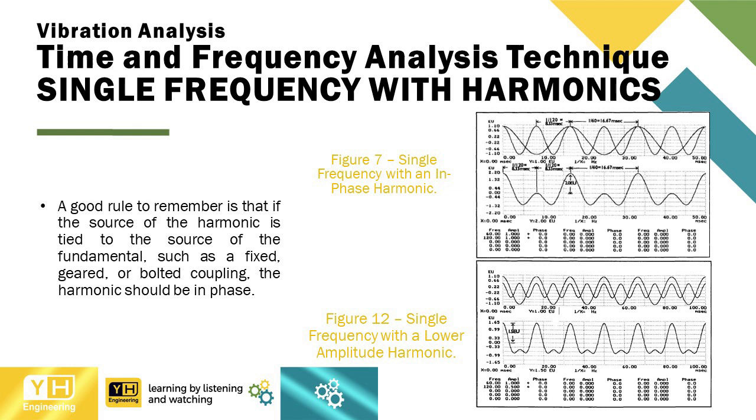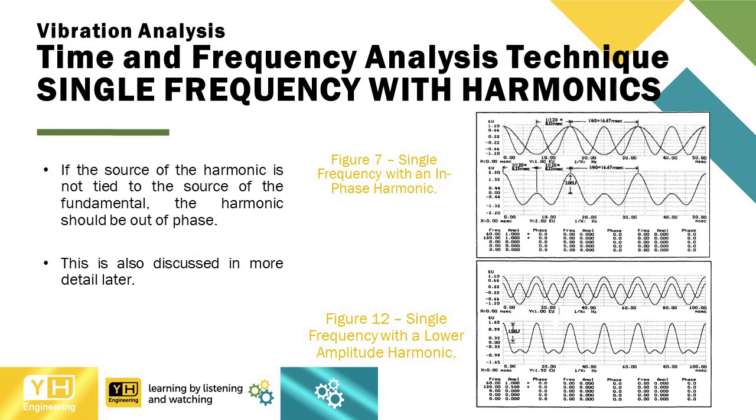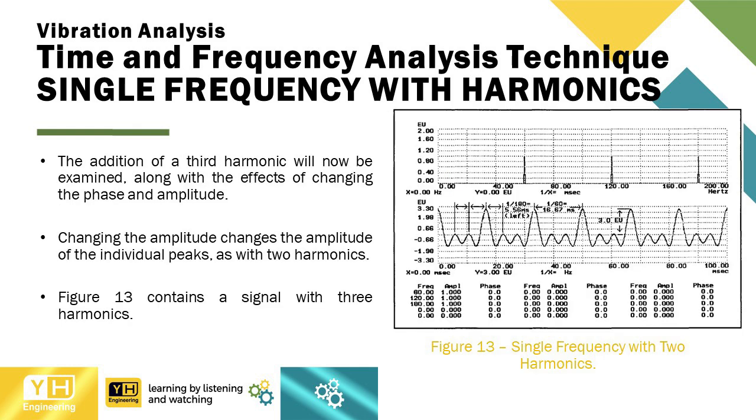A good rule to remember is that if the source of the harmonic is tied to the source of the fundamental, such as a fixed, geared, or bolted coupling, the harmonic should be in phase. If the source of the harmonic is not tied to the source of the fundamental, the harmonic should be out of phase. This is also discussed in more detail later. The addition of a third harmonic will now be examined, along with the effects of changing the phase and amplitude. Changing the amplitude changes the amplitude of the individual peaks, as with two harmonics.